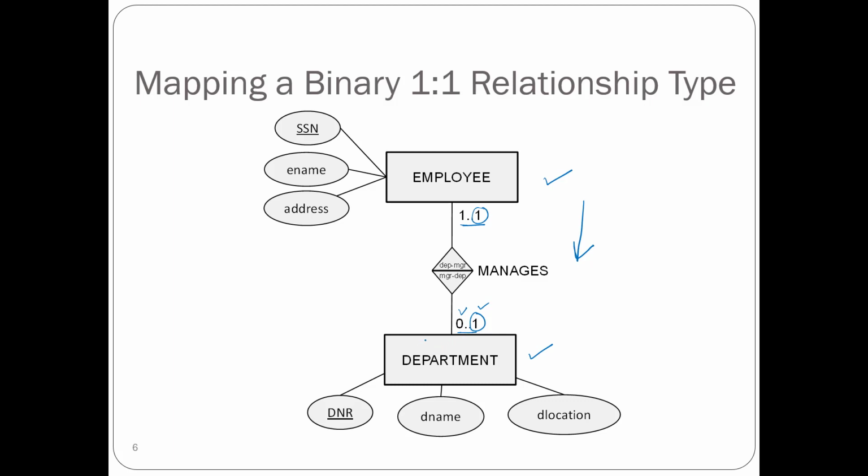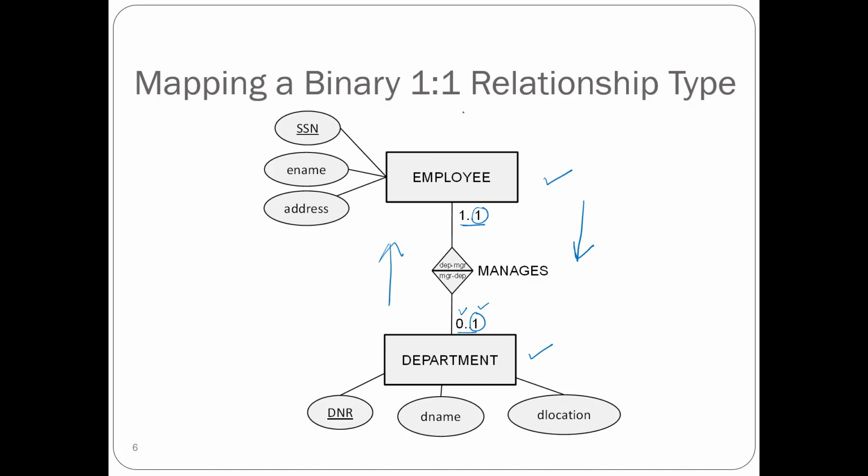Okay, and now if you want to understand this relationship in the other direction, from department to employee, then that means one to one. That simply means that a department will have a minimum of one employee as a manager and a maximum of one employee as a manager. That simply means that a department would be managed by one and only one employee. All right, so that is the relationship that we are looking at.